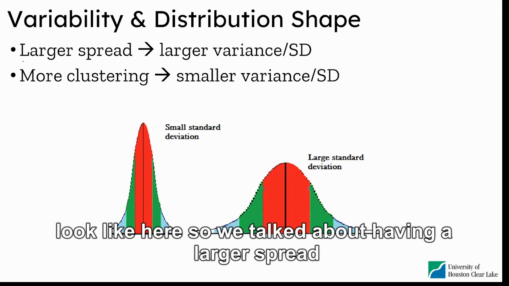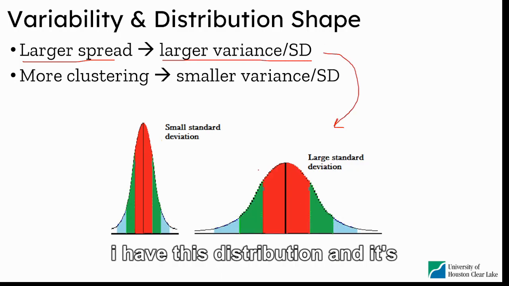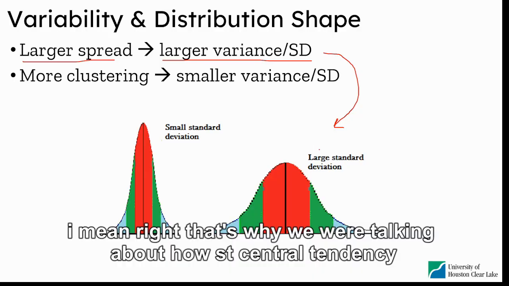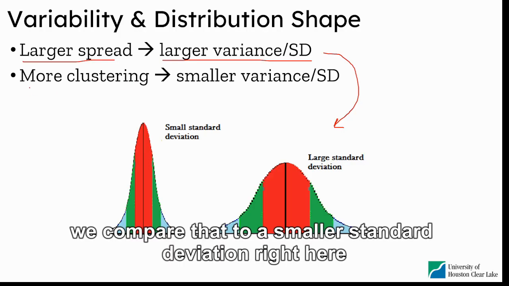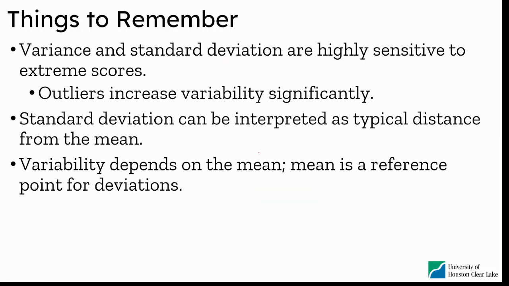We talked about how a larger spread would indicate a larger variance or standard deviation. So that's what we're dealing with right here. I have this distribution, and it's much more spread out, and we can assume that these distributions have the same mean, right? And that's why we were talking about how central tendency loses part of the nuance if we only depended on that. We compare that to a smaller standard deviation right here. I have more clustering around that mean, and that results in a smaller variance and a smaller standard deviation.